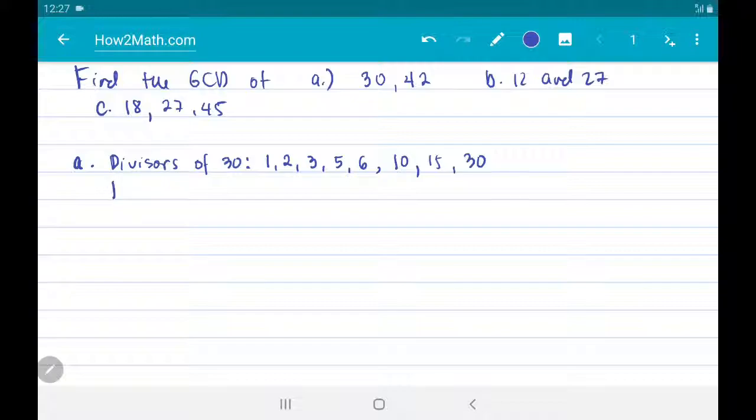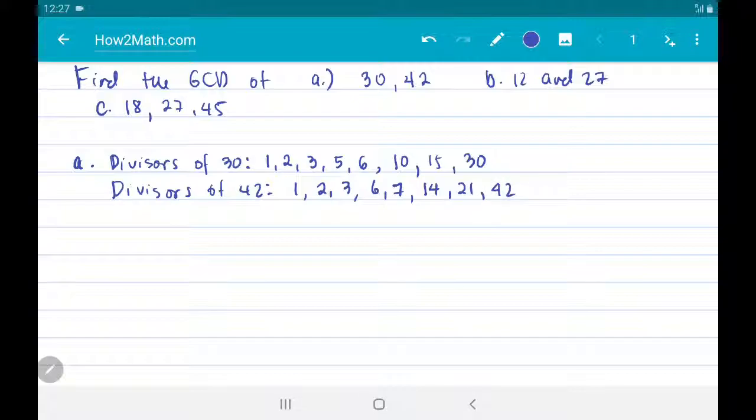Okay, what about the divisors of 42? We have 1, we have 2, we have 3, we have 6, we have 7, what else? 14, we have 21, and we have 42.